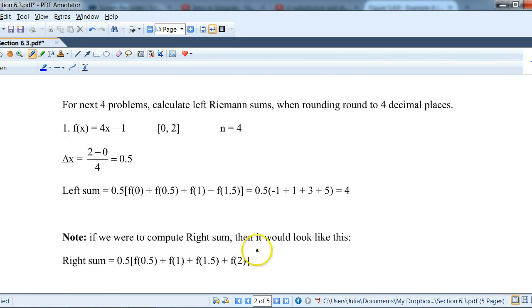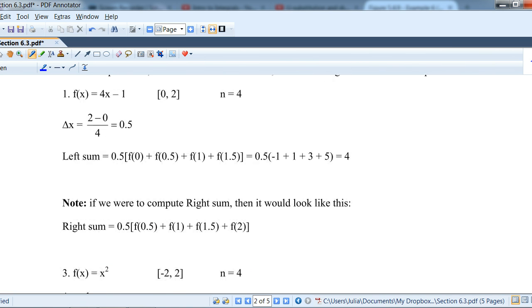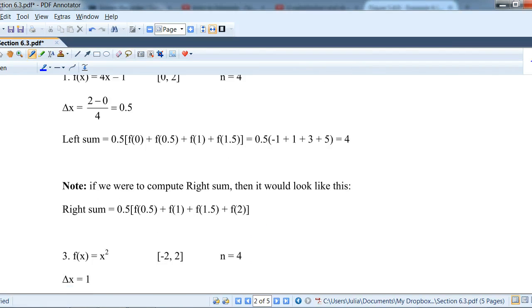And if we calculate the right sum, it's a similar idea. Here's the width. But notice how instead of starting with f of 0, we're starting at the next one, f of 0.5 plus f of 1 plus f of 1.5 plus f of 2. And I actually draw out the endpoints just to count them out. And if you can draw the graph, try to draw the graph as well. But sometimes it's a little bit tricky, so I just draw out the endpoints.